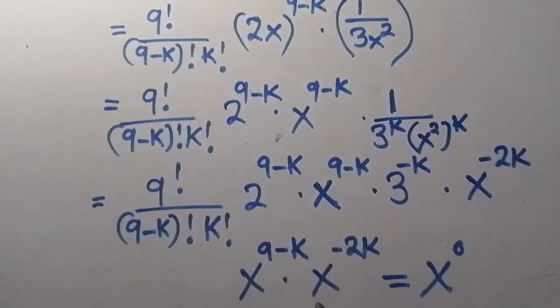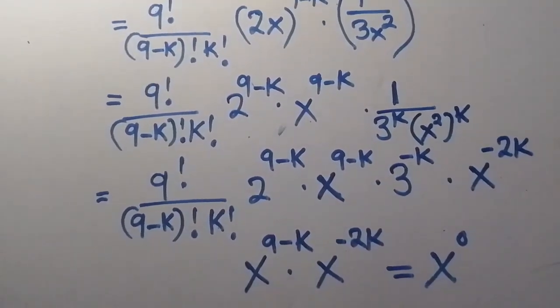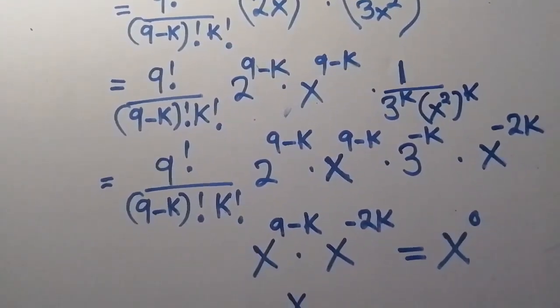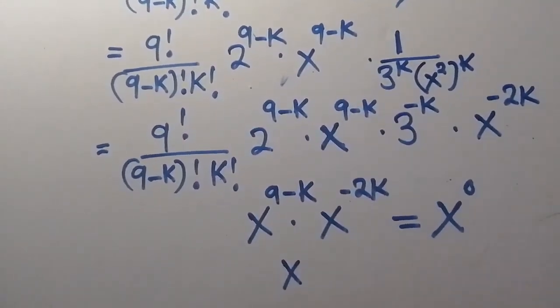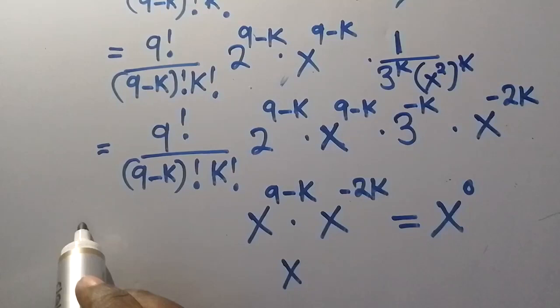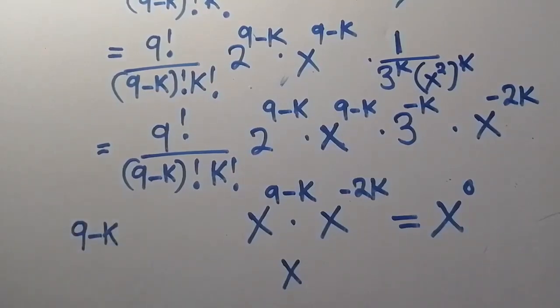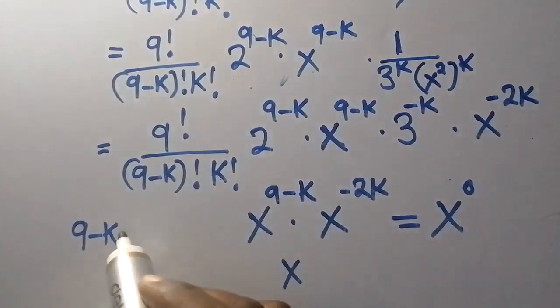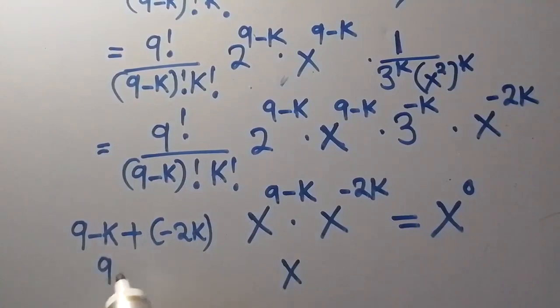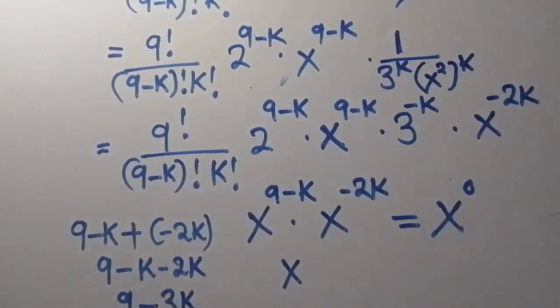So you know that whenever you are dealing with same bases, you add the powers. So I'm going to maintain the x. After I maintain x, I add the powers. So I'm saying 9 minus k, plus negative 2k. So this is 9 minus k minus 2k, so it's 9 minus 3k. This is what I'm going to have.